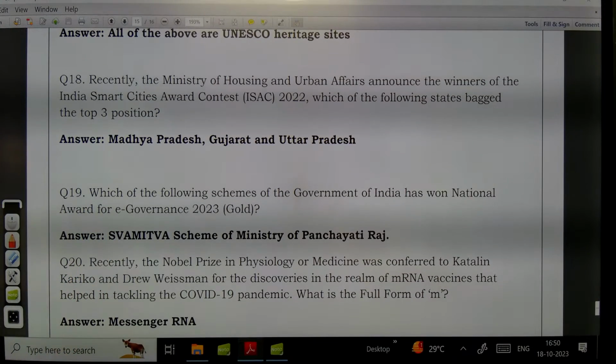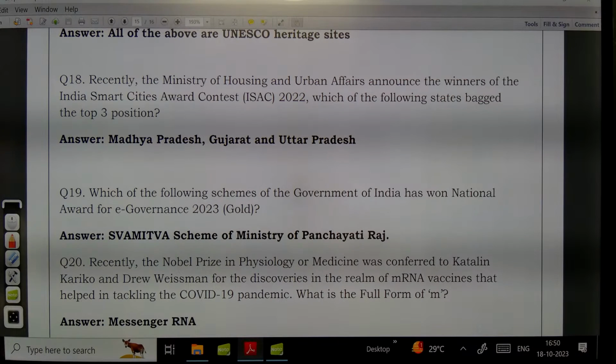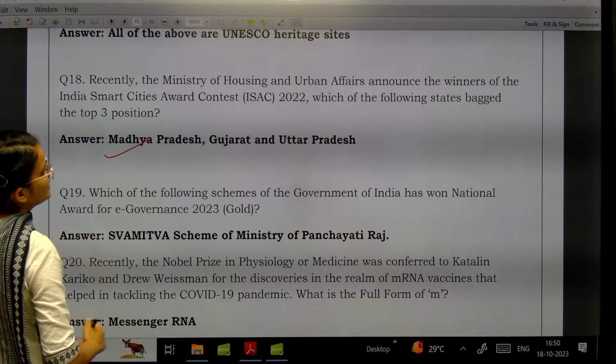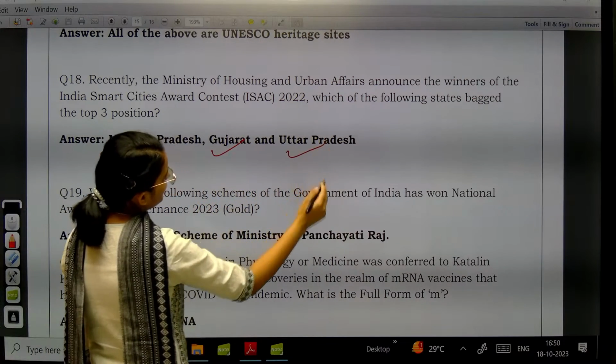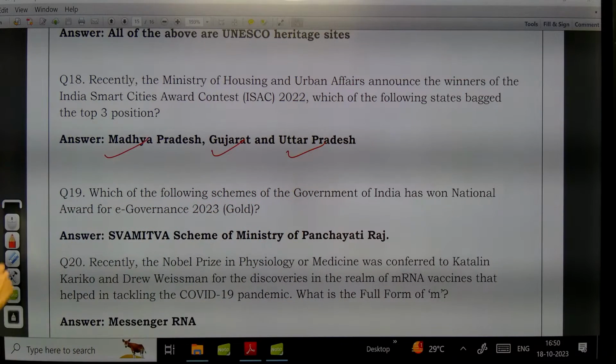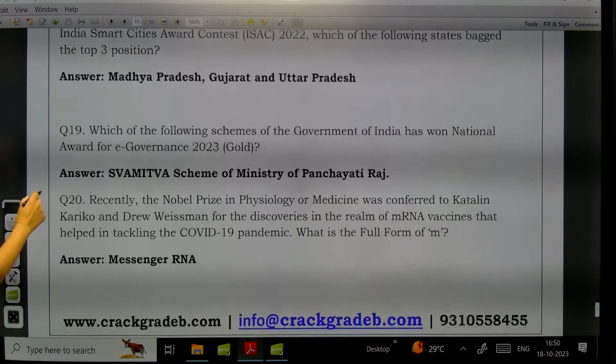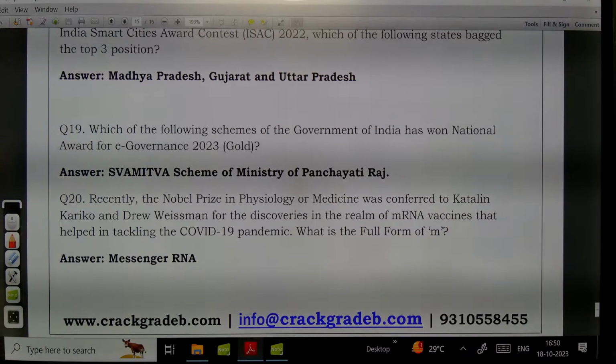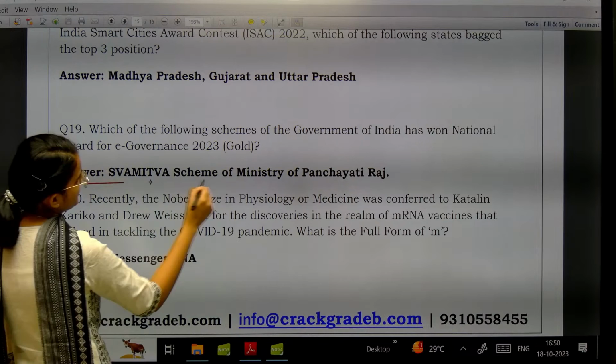Recently, the Ministry of Housing and Urban Affairs announced the winners of the India Smart Cities Award Contest. Which of the following states bagged the top 3 positions? The 3 states were Madhya Pradesh, Gujarat and UP. Next question. Swamitva scheme, it was covered in the revision session, right?